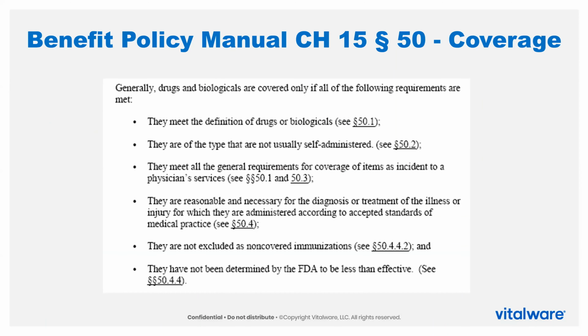So Benefit Policy Manual, Chapter 50, starts with the coverage criteria, and this is a screenshot from the manual. Generally, drugs and biologicals are covered only if all of the following are met. So they're covered, but you have to meet all these points. They meet the definition of a drug or biological. Well, self-administered do. They are the type that is not usually self-administered, so therefore they don't. But they do meet the requirements for Incident 2 and medically necessary, so these are not covered because of the second bullet point.